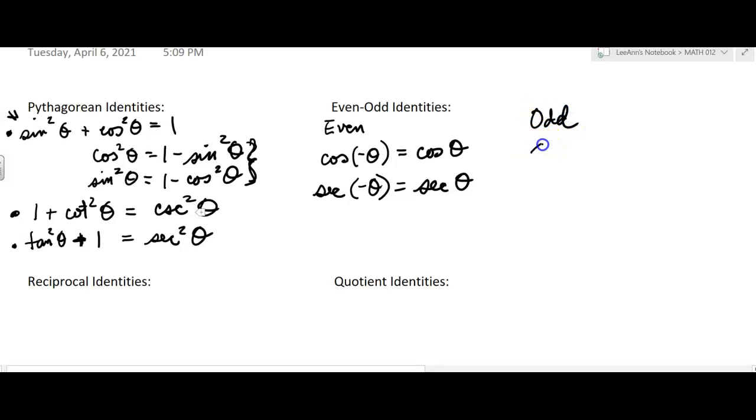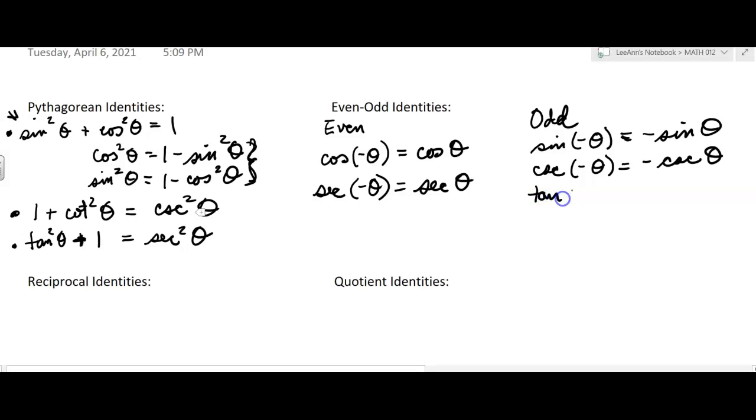And so you have sine of negative theta is equal to negative sine theta. And the reciprocal cosecant of negative theta is equal to the opposite of cosecant theta. I should be saying opposite probably. And tangent negative theta is equal to the opposite of tangent theta. And cotangent of the opposite of theta is equal to the opposite of cotangent theta. So those are the odd ones. So 2 even ones and 4 odd ones.